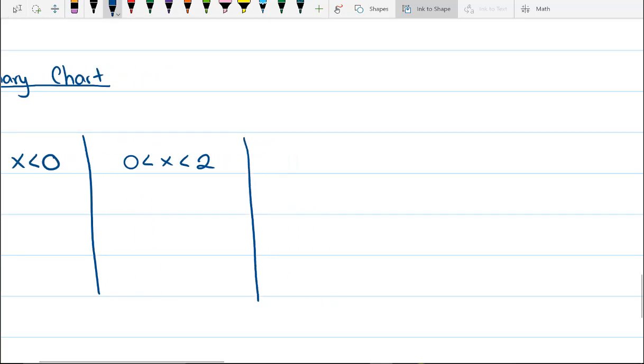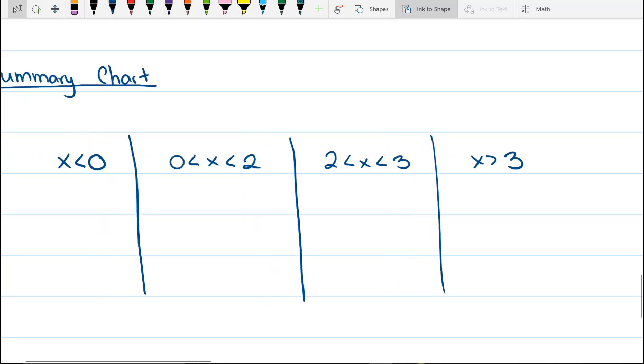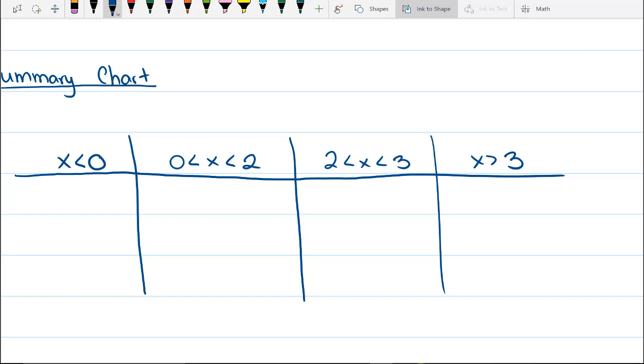My next interval is going to be from 2 to 3. And my last interval is greater than 3. What I'm doing here is I'm combining my inflection points and my critical points, and I'm breaking them down accordingly.